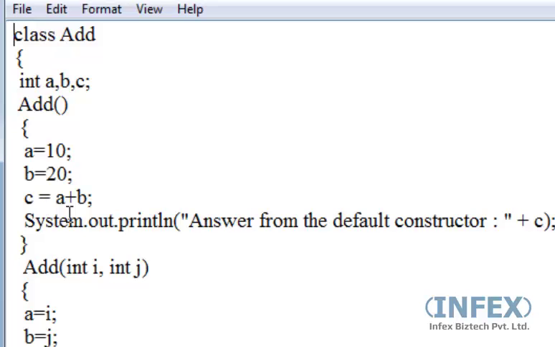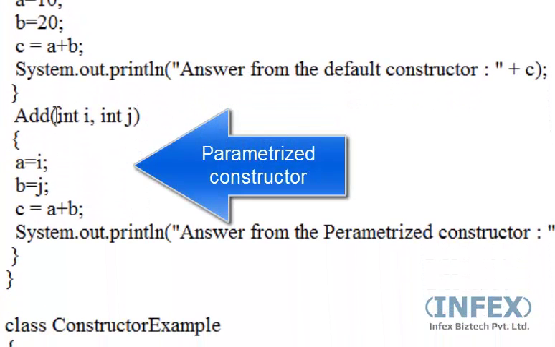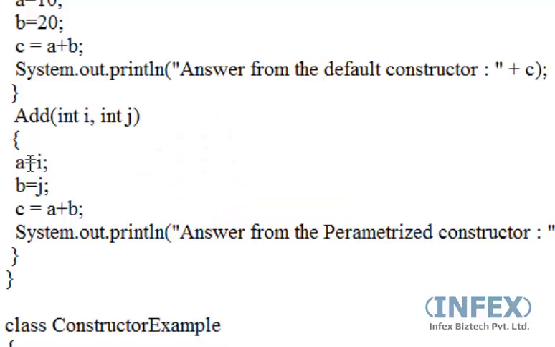And in the same way, another constructor which takes parameters. Here integer value i is assigned to variable a, integer value j is assigned to variable b, and c takes the result of the addition of a and b.